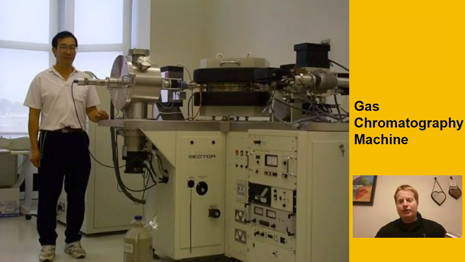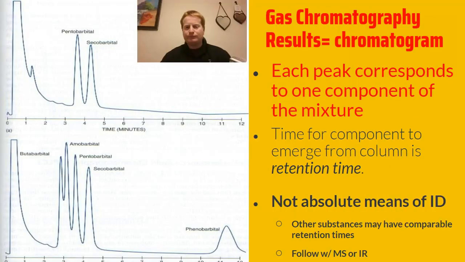And of course, here's our giant gas chromatography machine we talked about in the past. And here's an example. Remember, this time we're applying it to drugs. So here's a couple of mixtures of drugs that have been separated. Remember, it's retention time. So how long did it take for it to pass through the column? And for example, the pentobarbital came out earlier than the secobarbital.